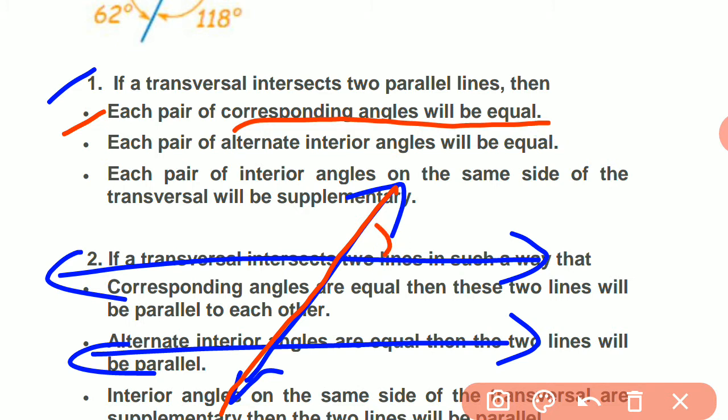Corresponding means this angle and this angle, like the other pairs also. Similarly, each pair of alternate angles will be equal. Alternate, this angle and this angle will be equal.